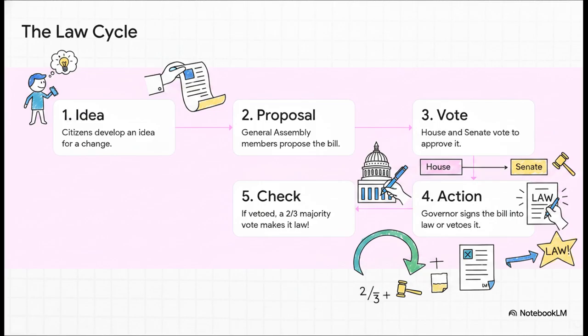Step 4 comes action. Maybe the governor signs it, or maybe they veto it. But look at Step 5. This is the ultimate check. If it gets vetoed, the assembly can actually override that veto with enough votes. Real-time checks and balances, right there in action.